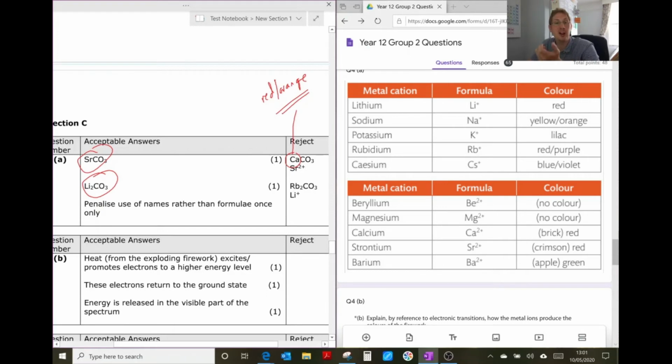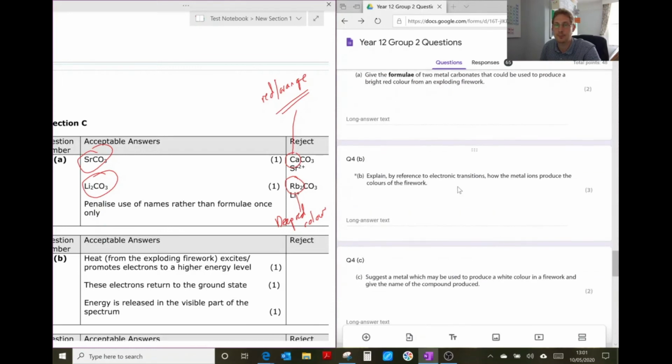So it's not a bright red colour. The other one that surprised me, they didn't allow rubidium. And reading around the subject, that's because rubidium gives a deep red colour, a much deeper red, almost purply compared to strontium and lithium. And therefore they're probably arguing that that is not a bright red colour. But I thought that was a bit harsh.